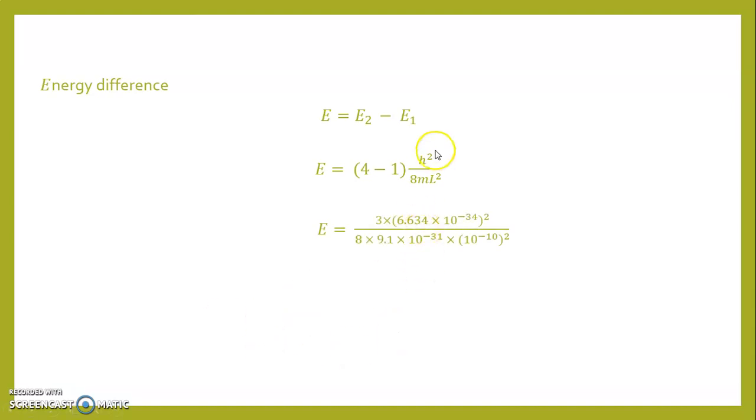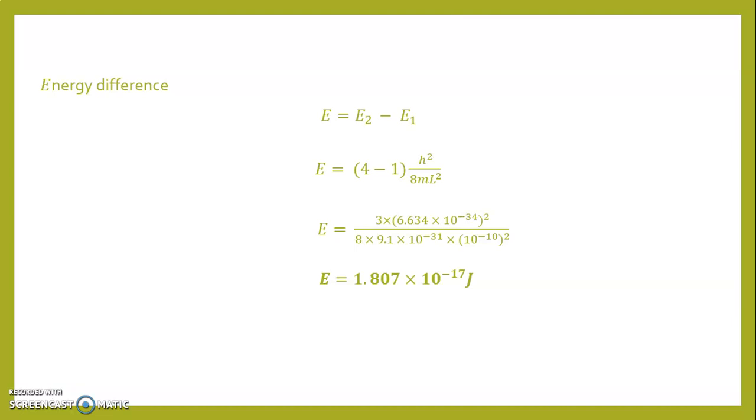Then by putting the value of h, which is 6.634 into 10 raised to minus 34, 8 as it is, then mass of electron, which is 9.1 into 10 raised to minus 31, then width or length of rigid box, which is 10 raised to minus 10 meters. Take the square and simplify this, or we can say calculate it using a scientific calculator. At that time we'll get the answer after calculation, which is 1.807 into 10 raised to minus 17 joule.